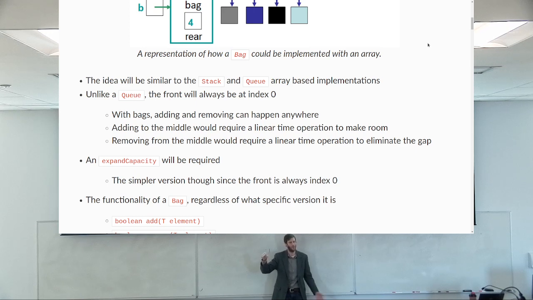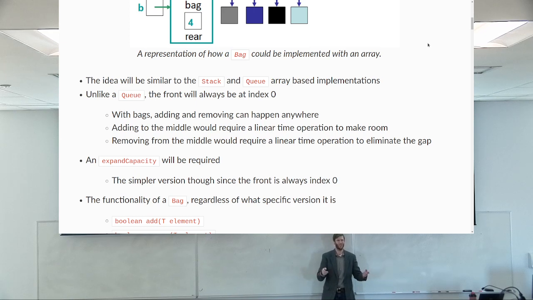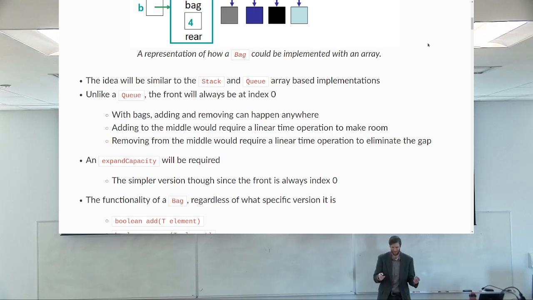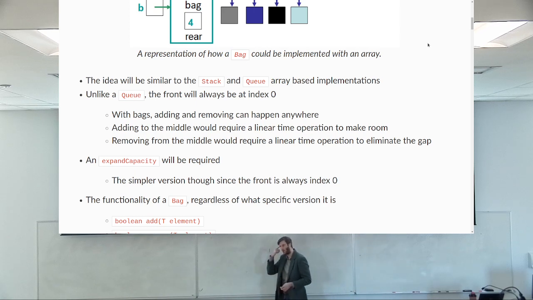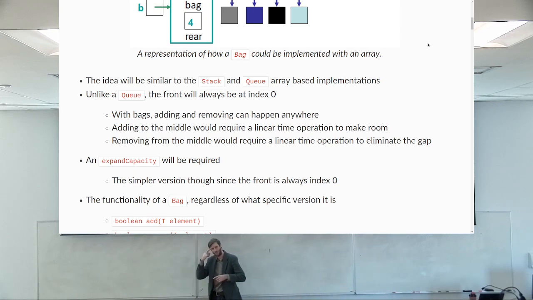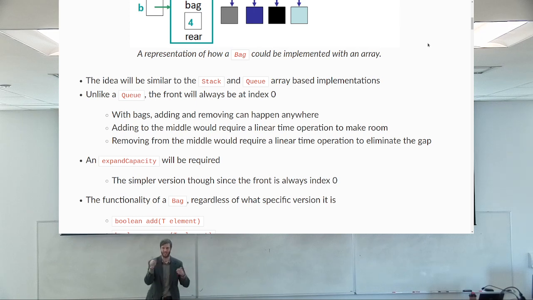But with the bag, it could be the front, it could be the end, it could be in the middle, it could be anywhere. So this whole circular array idea, the advantage there was knowing that we were always pulling from the front, dequeuing from the front, so we did that special update there to make it constant time.